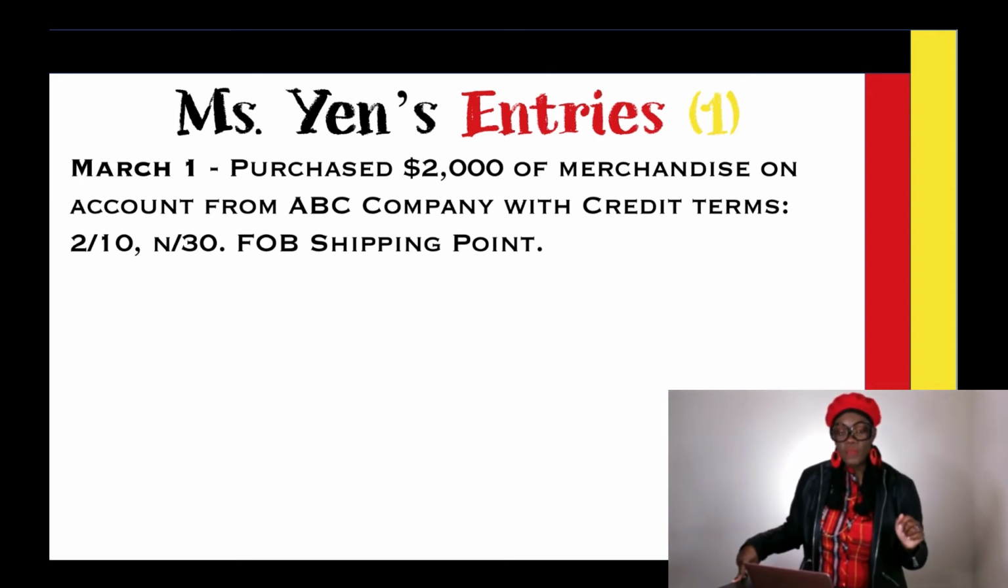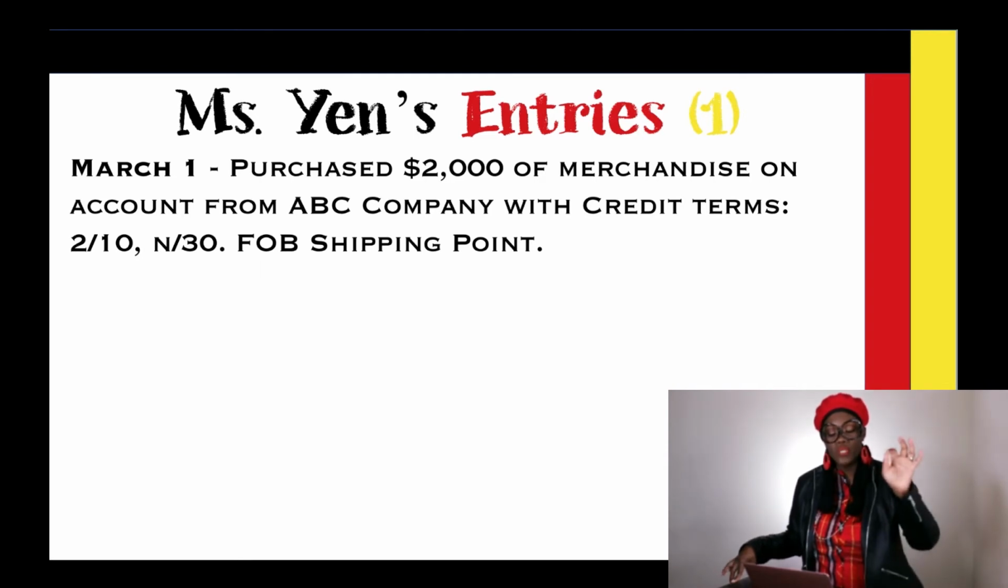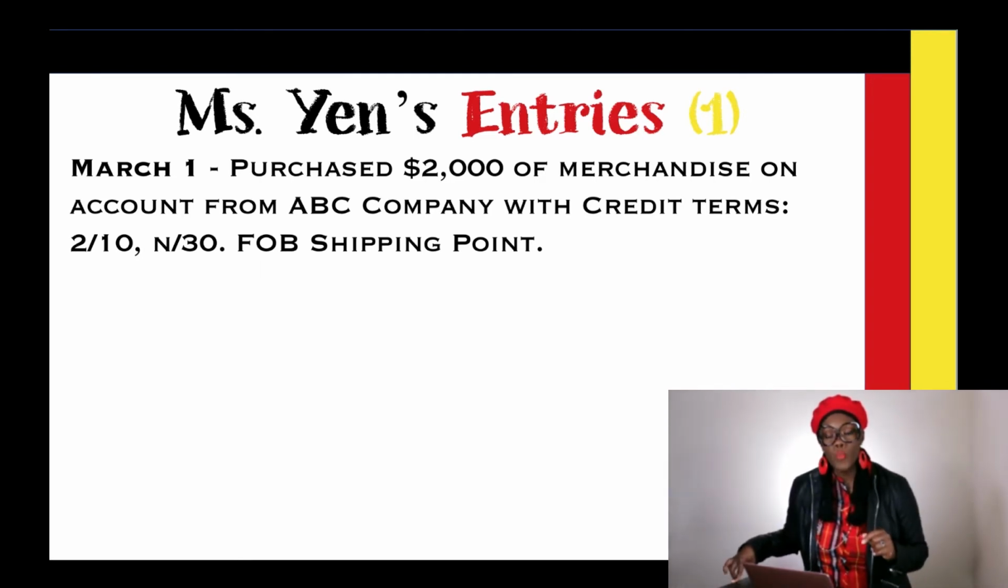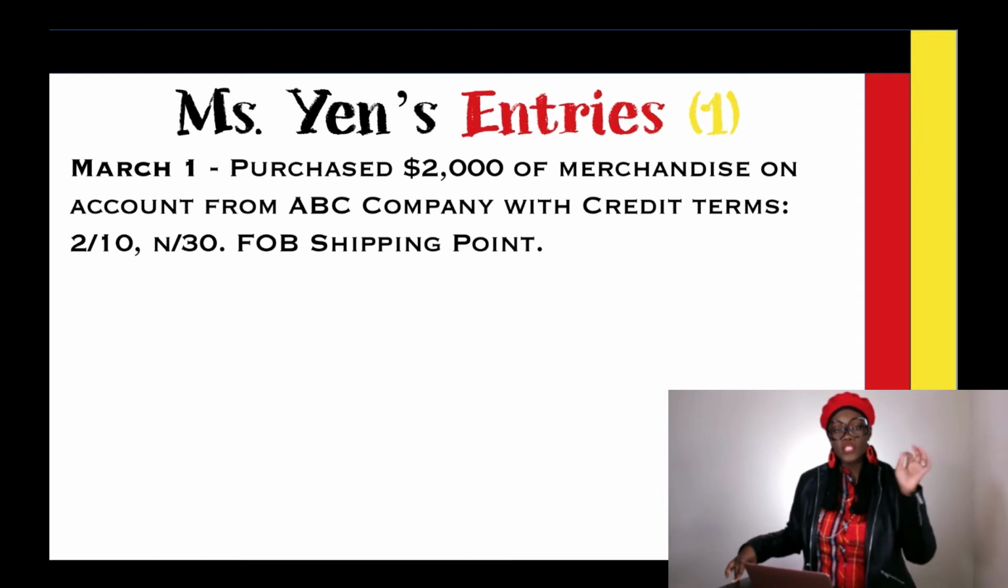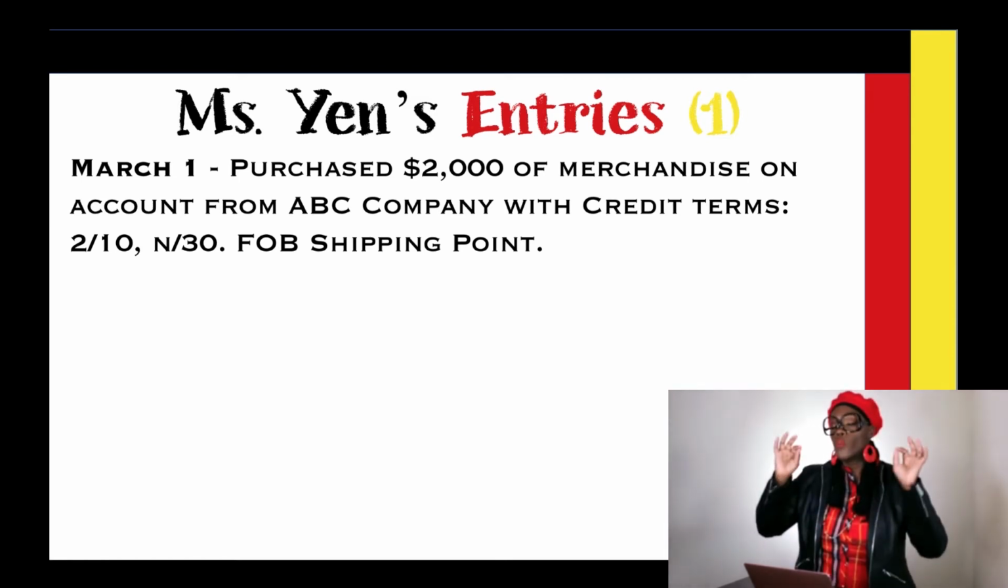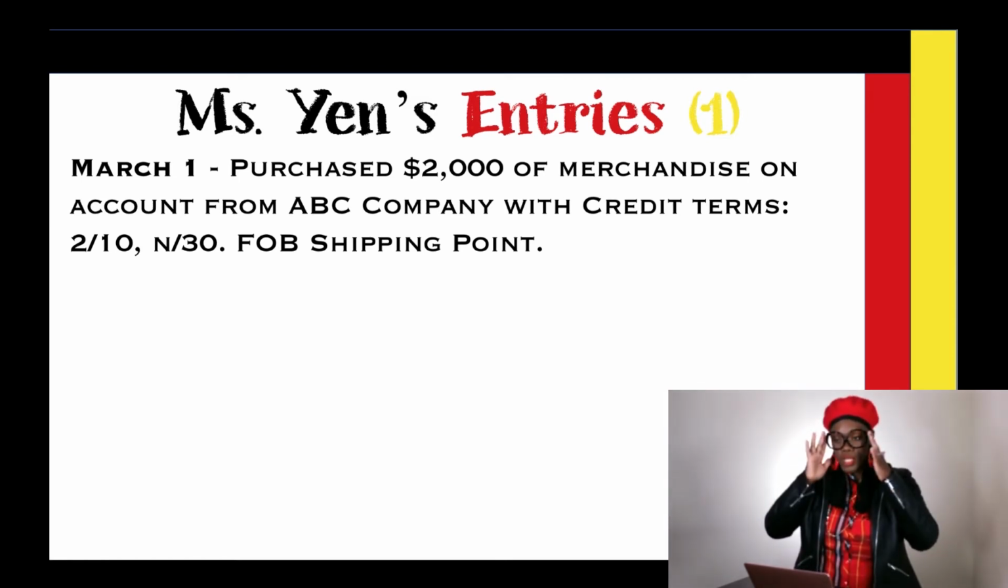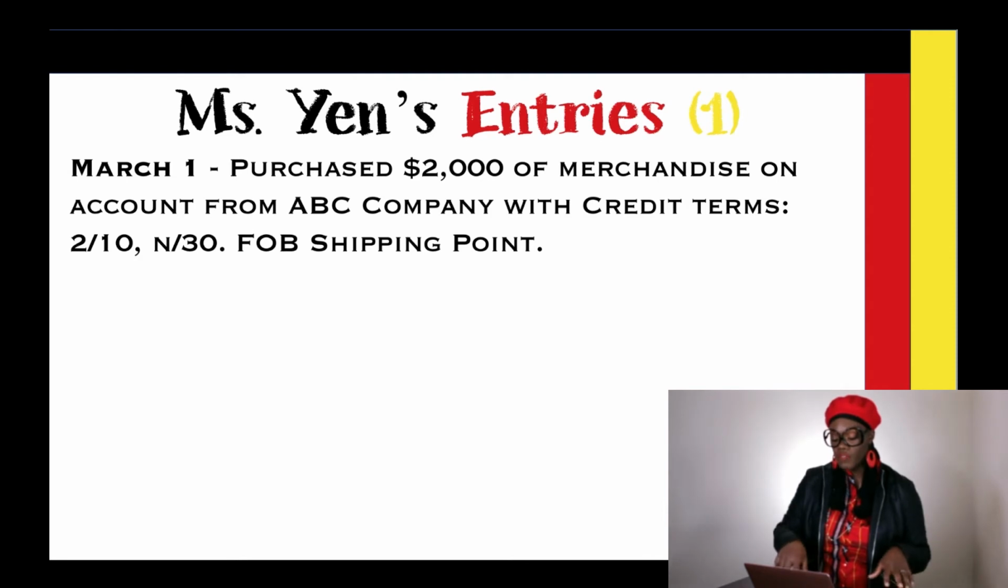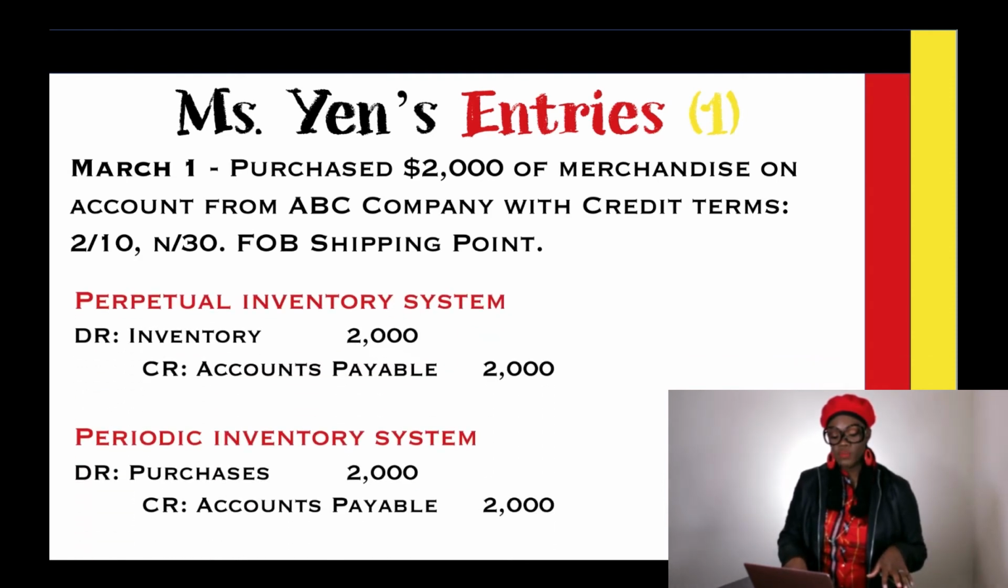On March 1st, she purchased $2,000 of inventory on account from ABC Company with credit terms 2/10 net 30 at FOB shipping point. Freight on board shipping point. It means that when it ships, that's when it changes possession. If it was FOB destination, it changes possession at the destination. We won't spend too much time on that. I would encourage you to just go read the definition so that you can fully understand the difference between them.